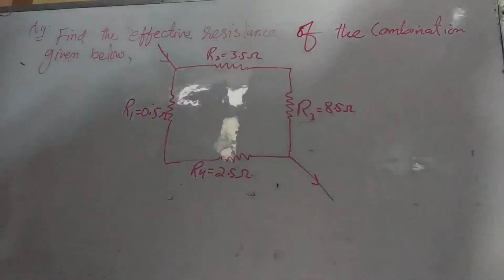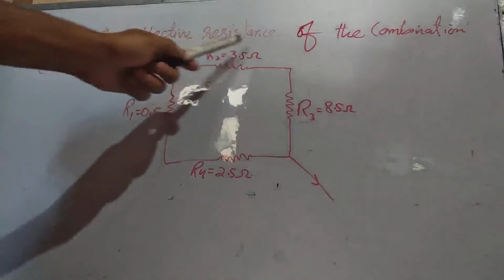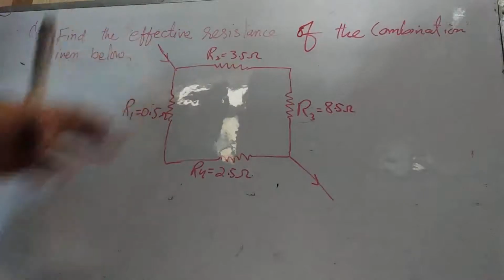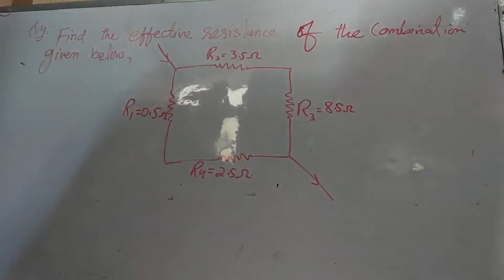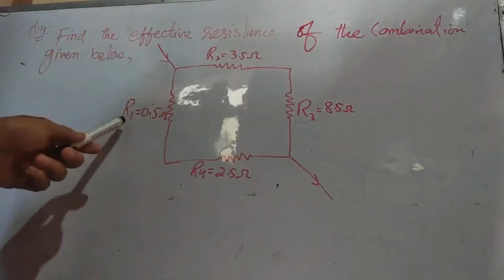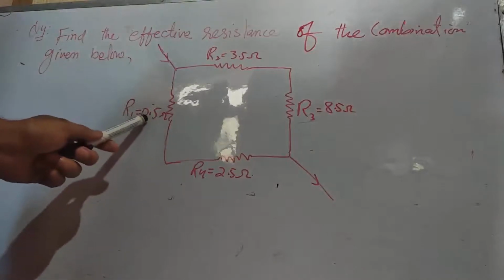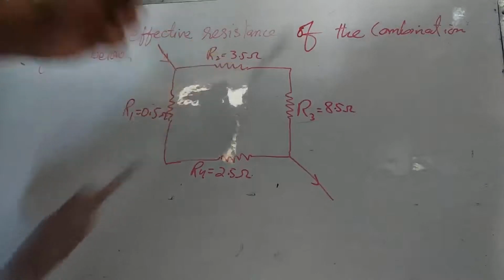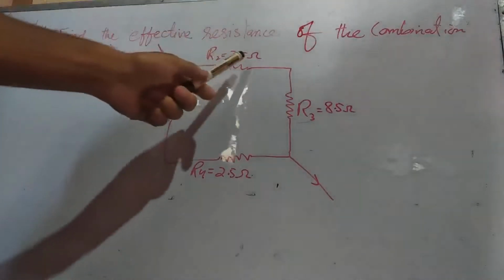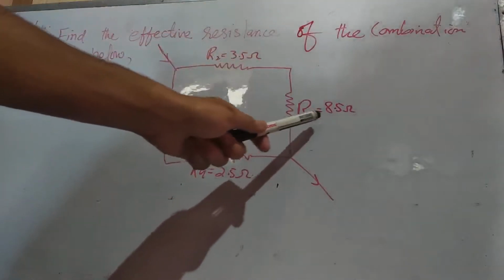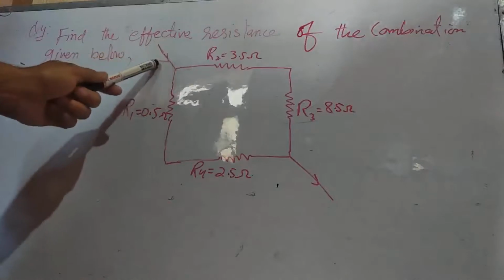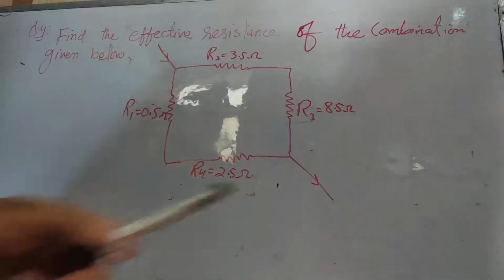Here's another question. Find the effective resistance of the combination given below. This is the circuit diagram. Here R1 is 0.5 ohm, R2 is 3.5 ohm, R3 is 8.5 ohm, and R4 is 2.5 ohm. Current enters here and leaves from here.